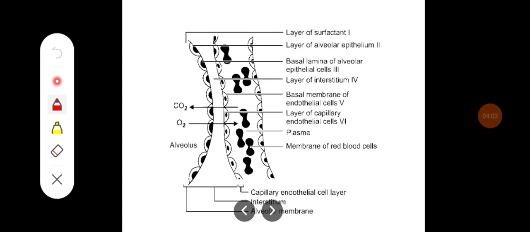From the alveolar membrane, this is the interstitium and this is the capillary endothelial wall, and through this the exchange of gases usually occurs. In the alveolar membrane you can see the layer of surfactant, then the layer of alveolar epithelium, then the basal lamina of the alveolar epithelial cells, then the layer of interstitium, then the basal membrane of endothelial cells, then the layer of capillary endothelial cells, then plasma and RBCs.